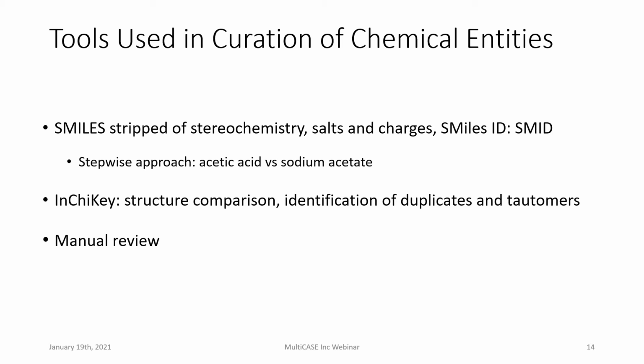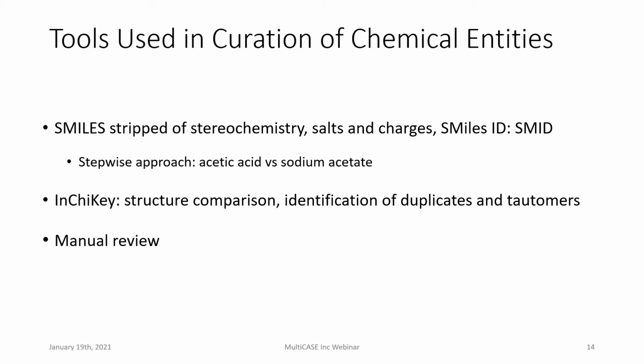But if someone, for example, provides data for something they call potassium acetate, but after we process the SMILES code we receive a SMID which has an extra carbon in it, so it's a derivative of propionic acid, we obviously will be able to catch it right away.